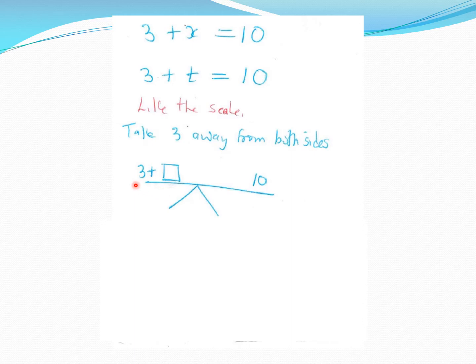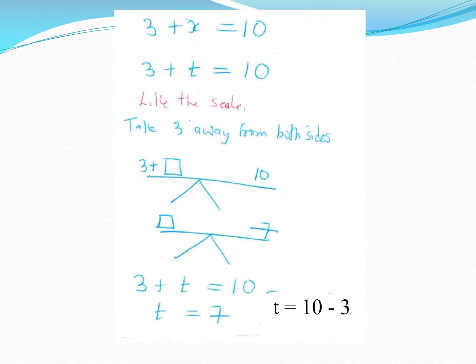So again, using the 3 plus box equals 10 analogy, you move on to secondary school and suddenly we start to put language on this process. So 3 plus x equals 10, or 3 plus t equals 10. So like the scale, what's the value of x? What's the value of t? So 3 plus box equals 10. Take 3 items away from both sides and we're left with a box of items here and we're left with 7 on this side. Likewise, 3 plus t equals 10, t equals 7. We take away 3 from both sides.